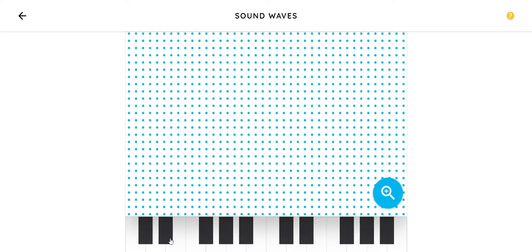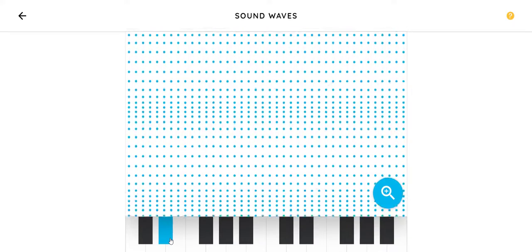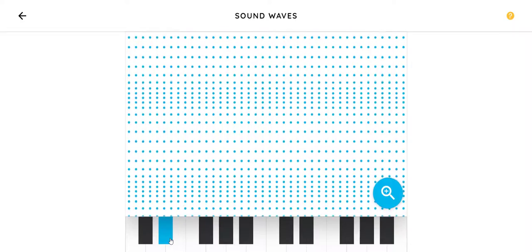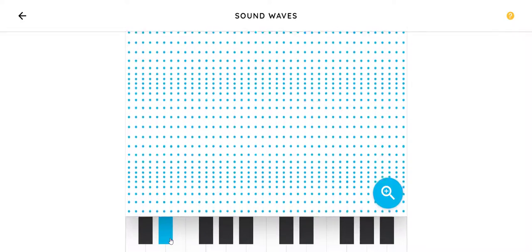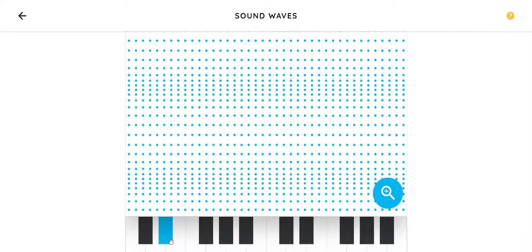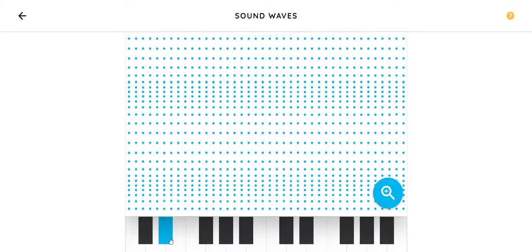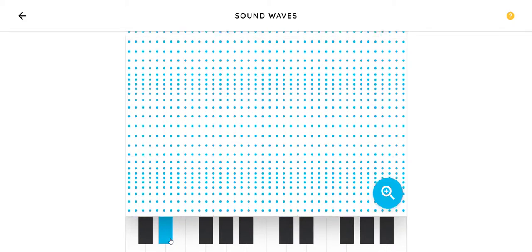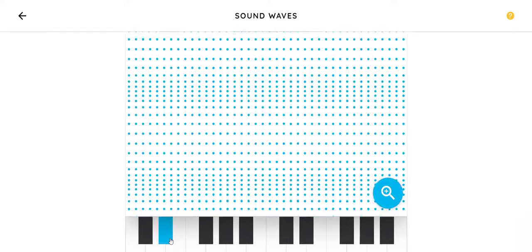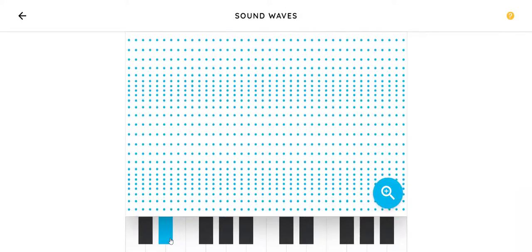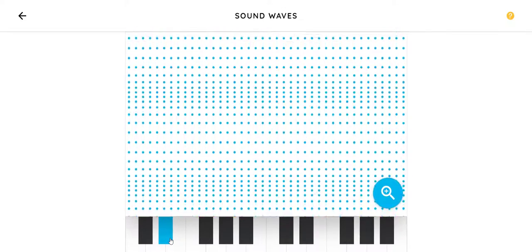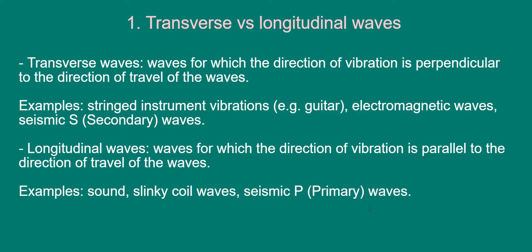For longitudinal waves, such as this sound wave that we are seeing here, the situation is different. You can see that the wave is traveling up, and if you focus on a single blue circle, which represents a single air molecule, you can see that it vibrates up and down. So the vibrations of the particles in a longitudinal wave are parallel to the direction of travel of the wave. Again, we've just noted the definition of a longitudinal wave and recorded a few examples of some common longitudinal waves.